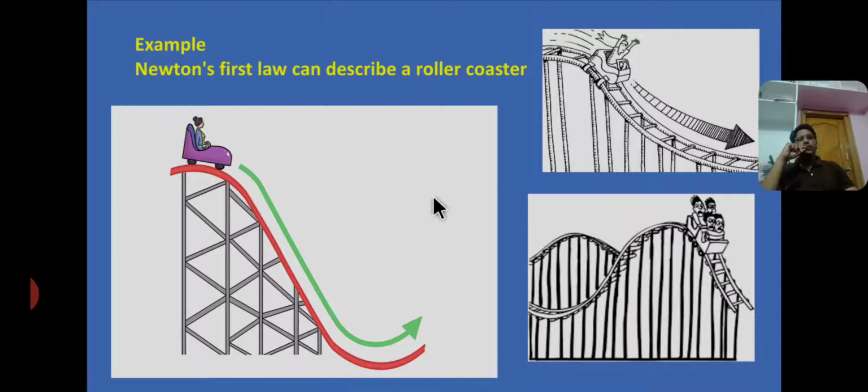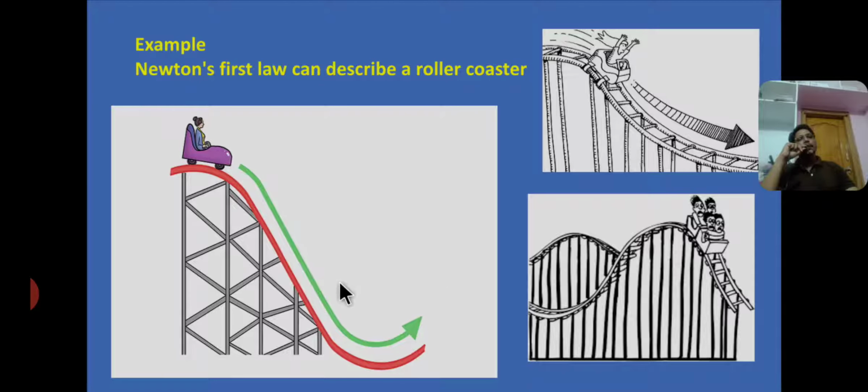Now coming to another example. The concept of inertia is very useful in the construction of civil structures as well as many automobile parts. Here I am showing a wonderful example in amusement parks. This is a roller coaster. These are roller coasters in different shapes.